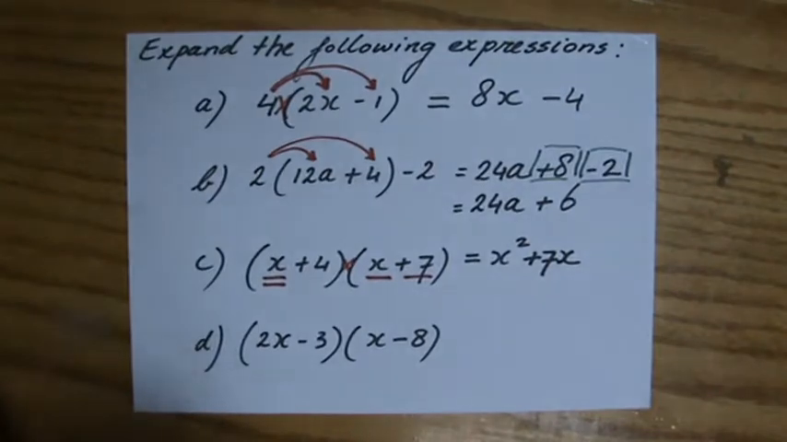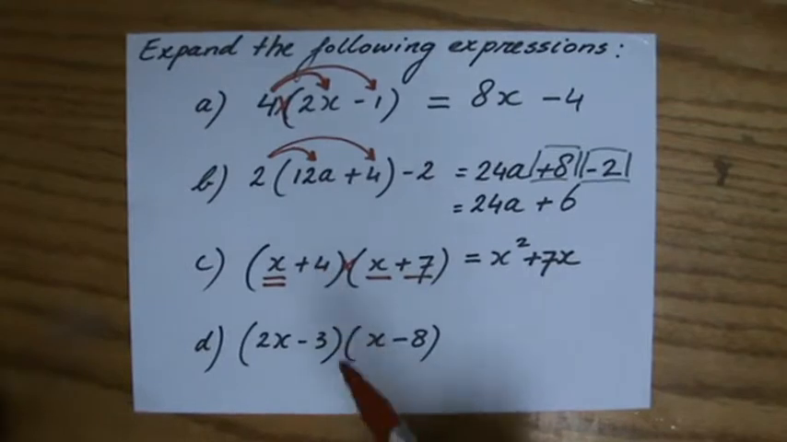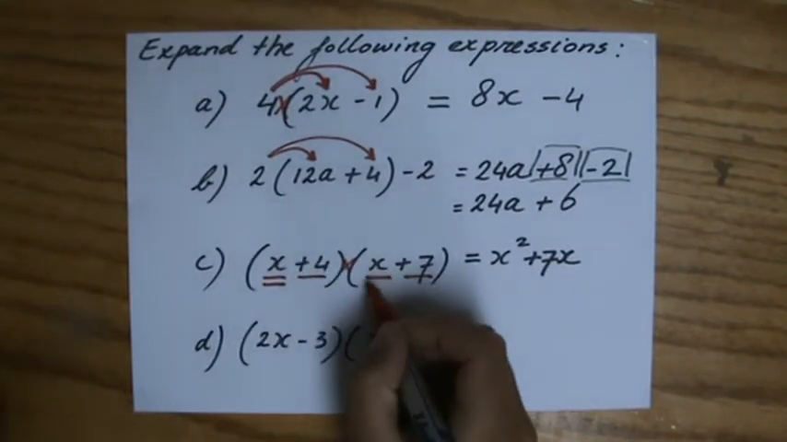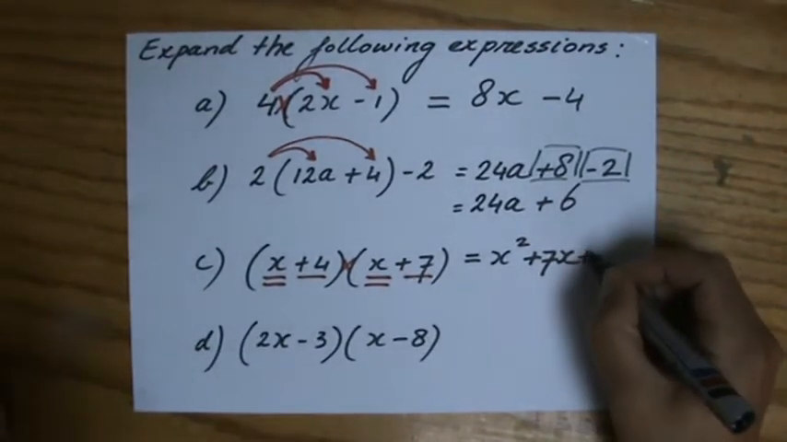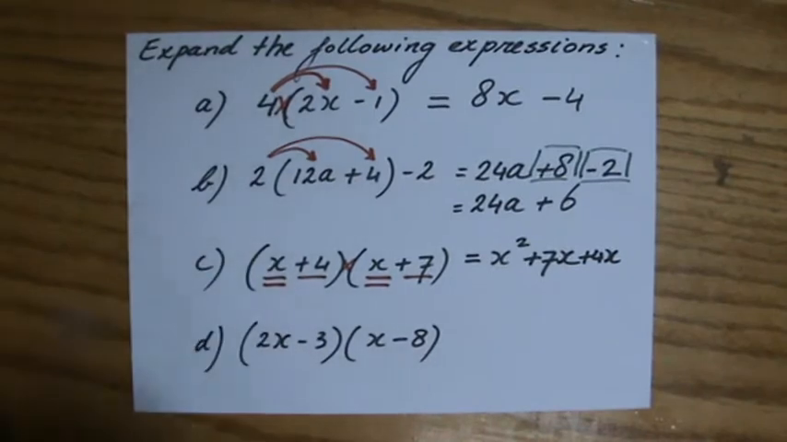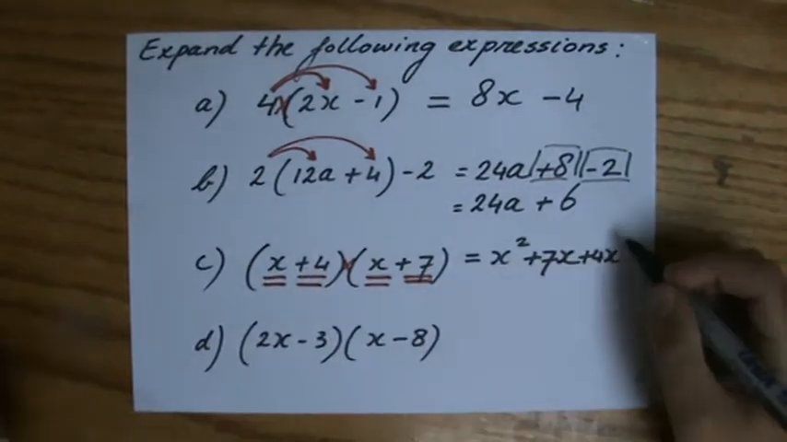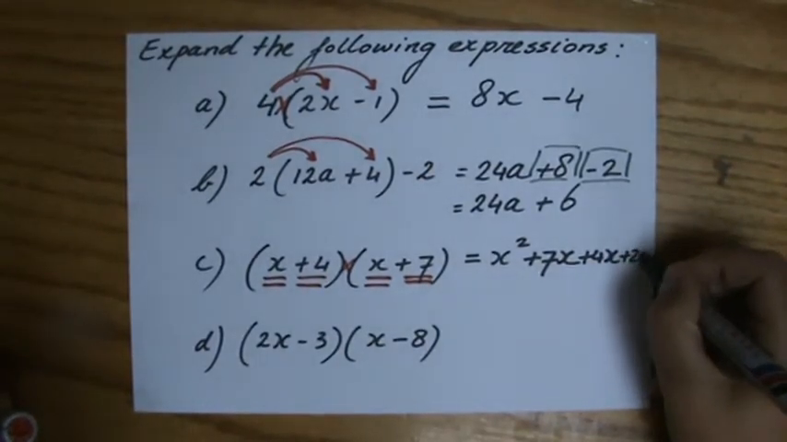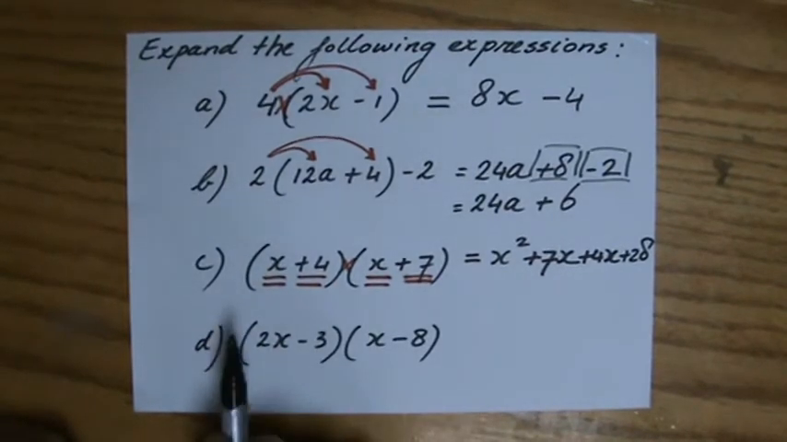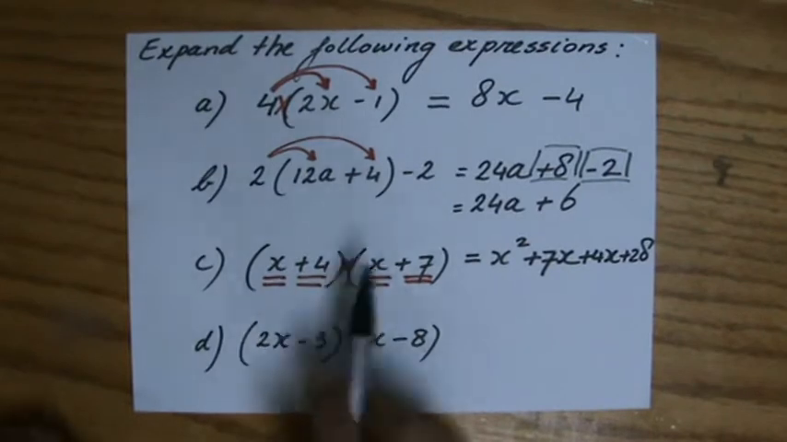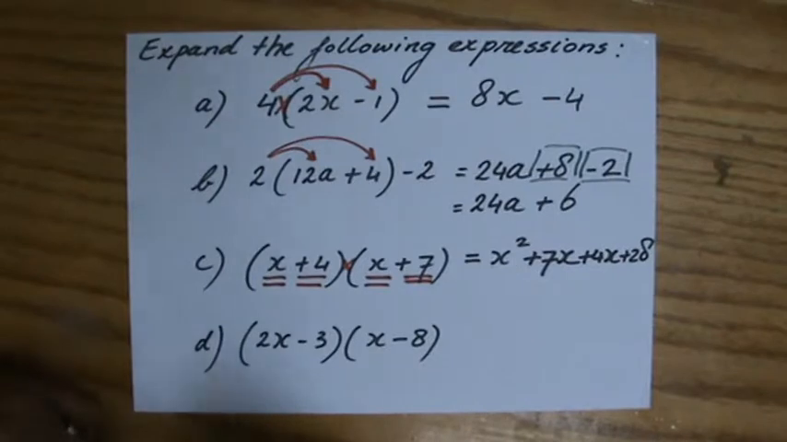Now I've multiplied x by 7, and I'm finished. So now I go to my next term, which is 4, and I also times that by x, which is 4x, and I have to multiply 4 by 7, and that is going to be 28, plus 28. And now I can see, because I drew these little lines, that I've multiplied all terms by each other, because I have 2 lines underneath each individual term.